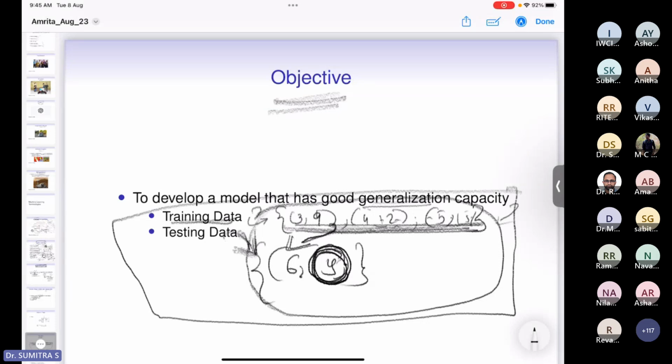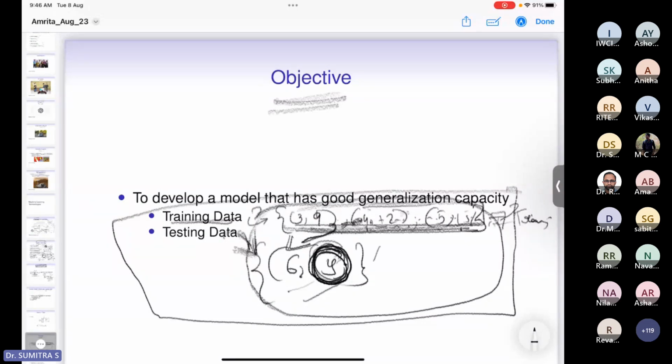Using this data we have developed the model, so we call it the training data. Generalization capacity means that after training is over, the model should find correct answers, not only for the data we have used, where more or less good performance is expected, but it also has to show good performance on data which we have not used for developing the model.